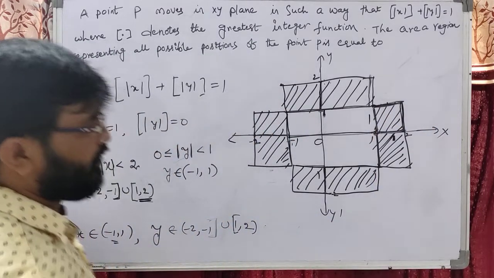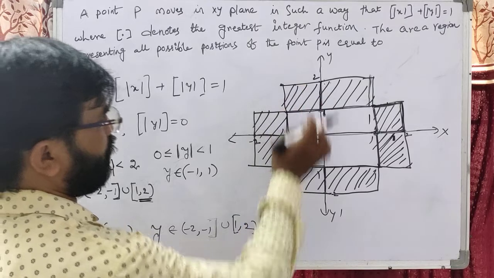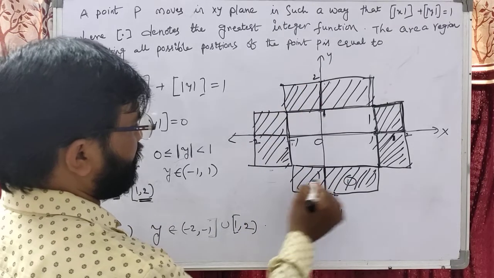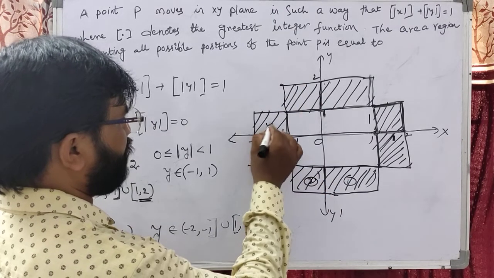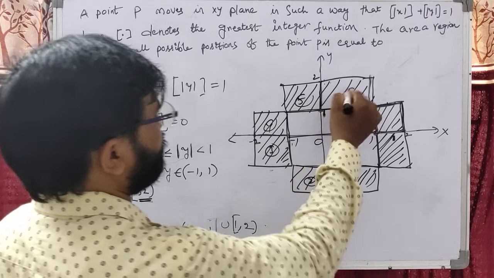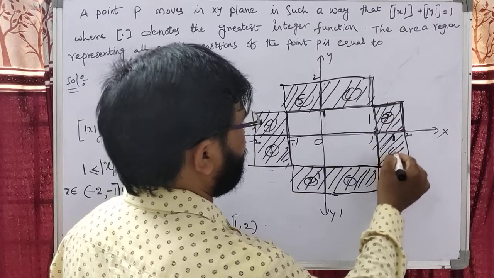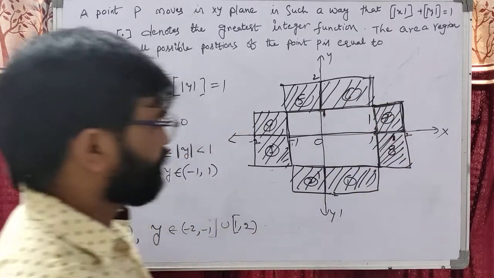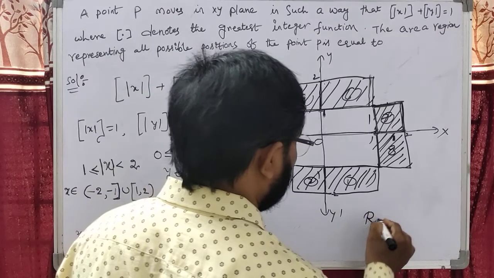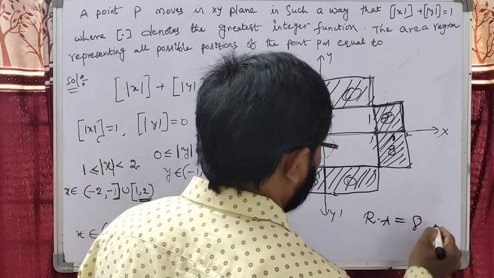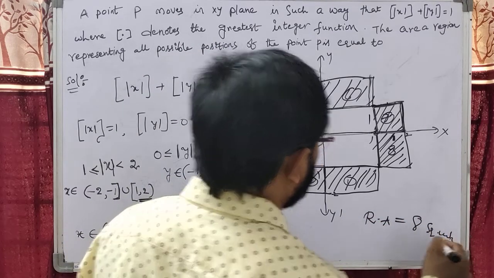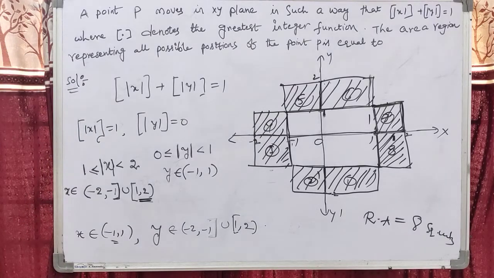Therefore, how many are there? 1, 2, 3, 4, 1. This is the 1, 2, 3, 4, 5, 6, 7, 8. This area is 1. The required area is 8 square units. How to find it, students? Once again I will explain.